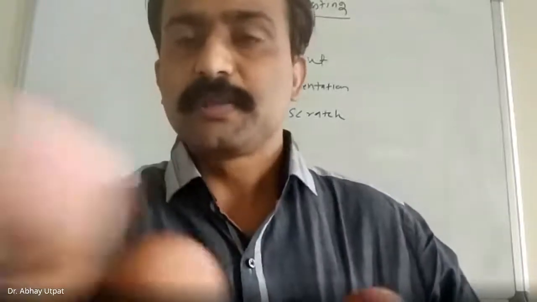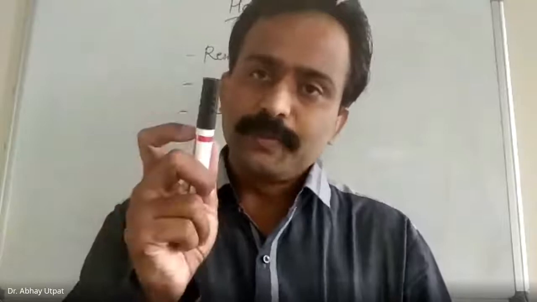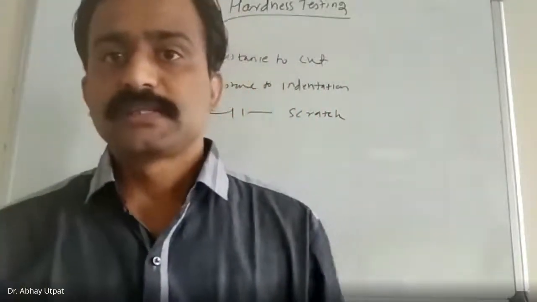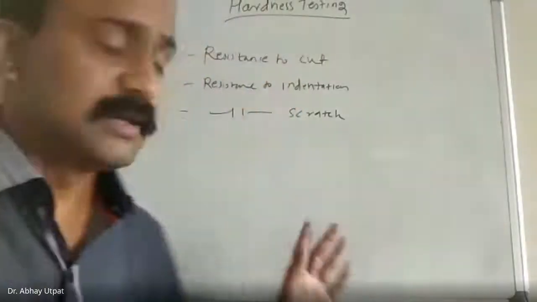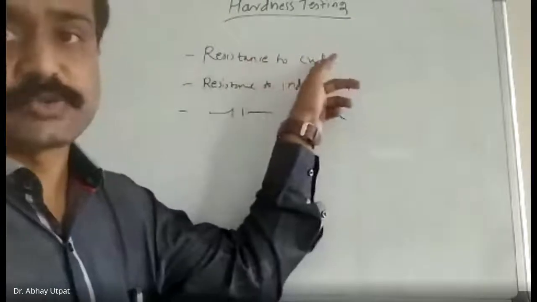Tool is harder than workpiece. Tool must be harder than workpiece. Correct. Good. So this is the basic requirement of metal cutting operation. Your tool should be harder than the workpiece. Then only, if the file is harder than the piece, can you apply the file on the specimen. So scratch, I am talking about scratch. Resistance to scratch is also hardness. Resistance to cut is also hardness.